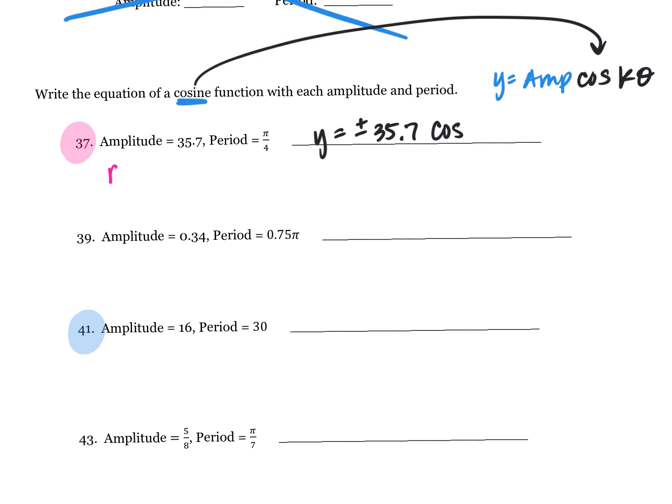K, if I were you, I'd say period is always 2 pi over k. What's the period in this case? Pi over 4. So that's going to substitute in for the period right here. I'm going to say, when does pi over 4 equal 2 pi over k?